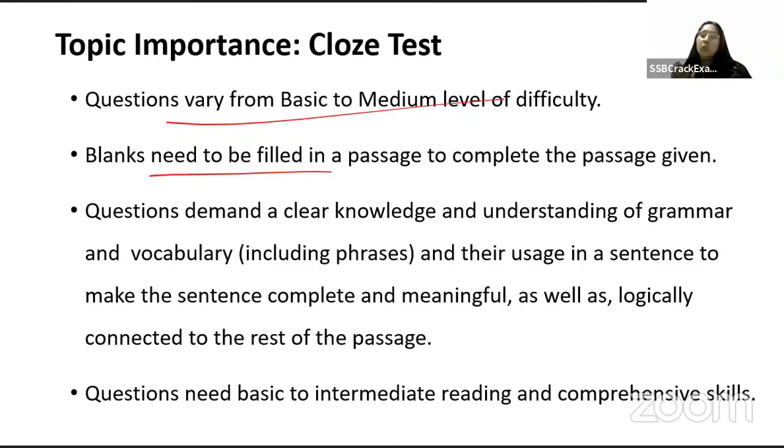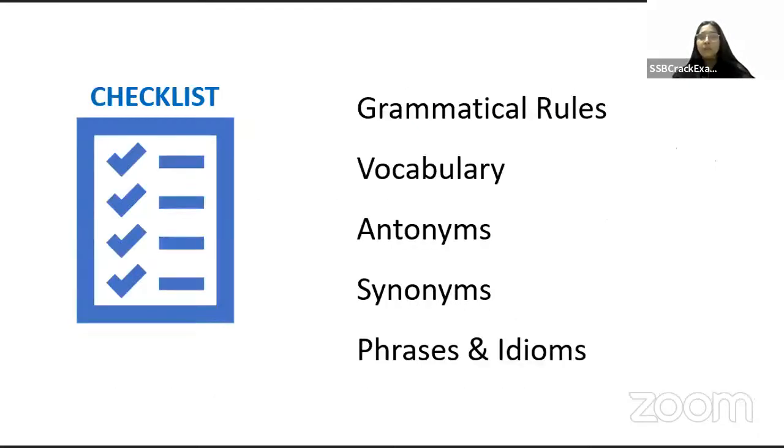And since it's a question of a cloze test, you need to have a reading habit, आपको रीडिंग हैबिट होना चाहिए जिससे कि आप गेज कर सकें what the writer is trying to convey to you through those words, है ना? At least basic to intermediate reading and comprehension skills. These are imperative. So this would be the checklist that we need to cover when it comes to this topic.